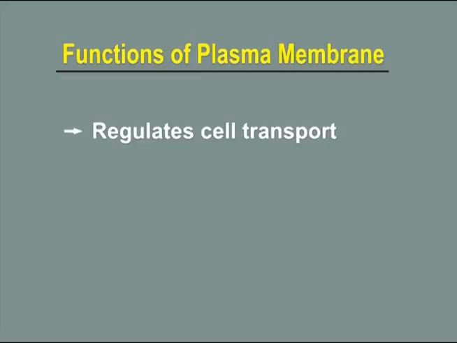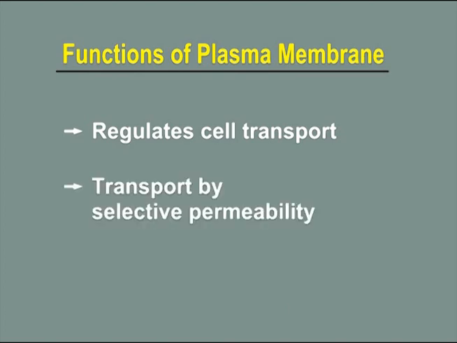It is the membrane boundary of the cell which regulates cell transport. The plasma membrane exhibits selective permeability. Small non-polar hydrophobic molecules are soluble in lipids and can easily pass through the membrane. Polar hydrophilic molecules are not soluble in lipids. Transport of these polar molecules across the membrane depends on the protein molecules in the phospholipid bilayer.